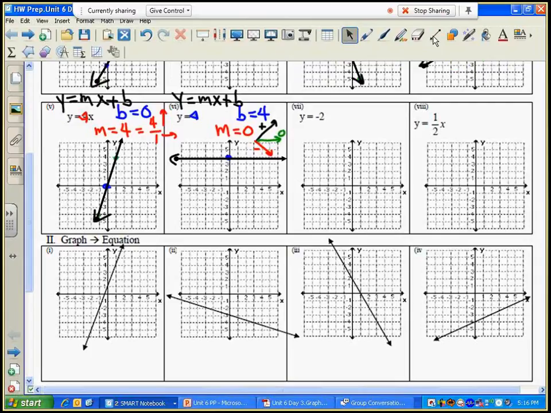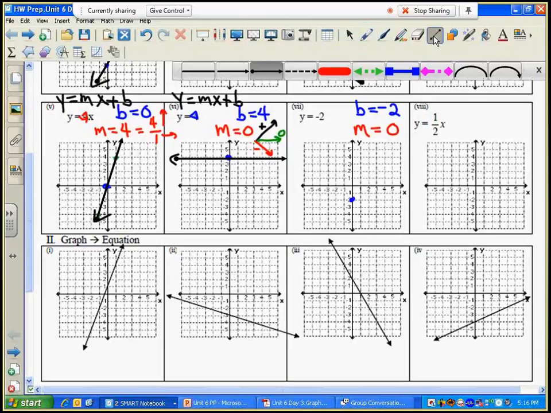All right, number 7 here. What's missing is the m. So we have a b, which is equal to negative 2. What we don't have is the m, so the m is 0. So here's another horizontal line, starting at negative 2, just like so.